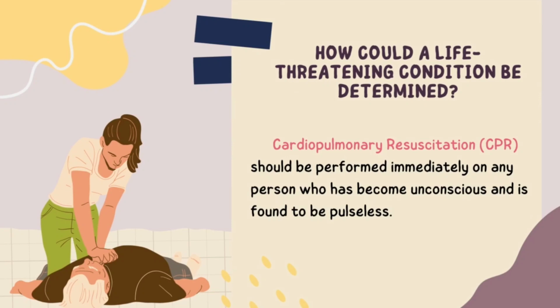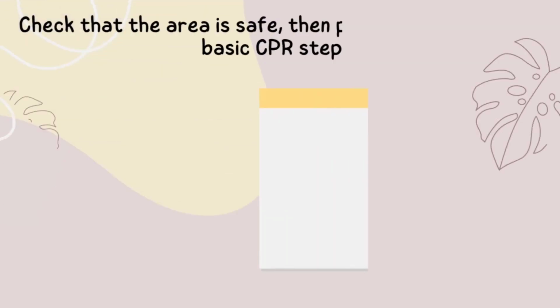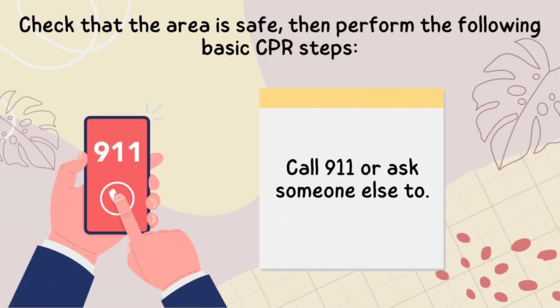Cardiopulmonary resuscitation, or CPR, should be performed immediately on any person who has become unconscious and is found to be pulseless. In performing the basic CPR steps for an unconscious adult, there are two main stages of CPR: the preparation stage and the CPR stage. In the preparation steps, step 1, call 911.